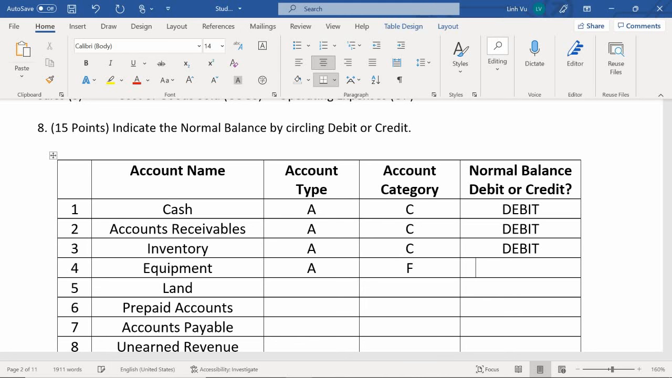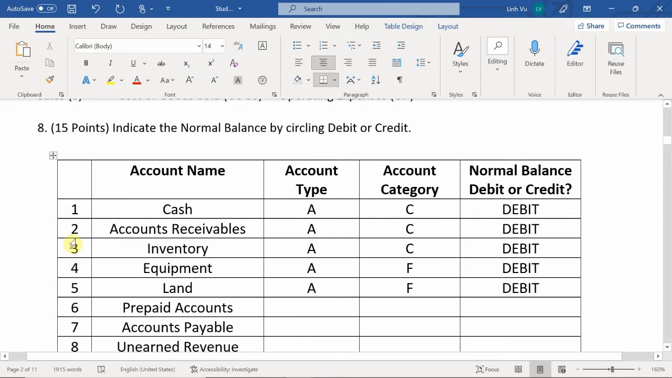Okay. And what kind of balance would this normally have? It would have a debit balance. Okay, because again, if we buy or purchase equipment, that increases our assets because we now own a machine. And of course, I gave you land. It's a fixed asset because it belongs in property, and it would normally have a debit balance.